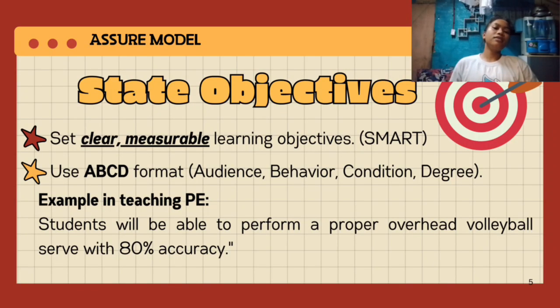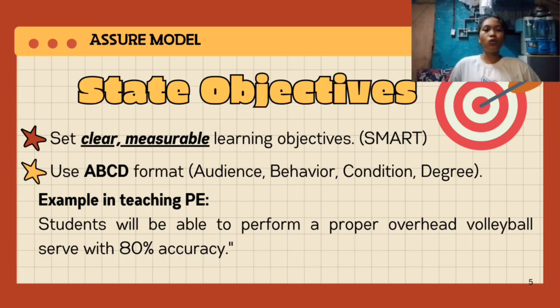Next is the letter S, which is for us to state our objectives. As a teacher, here we set clear goals for our students on what we want them to learn and be able to do after a lesson. We can use the ABCD format or method to make our objectives SMART: specific, measurable, attainable, relevant, and time-bound.